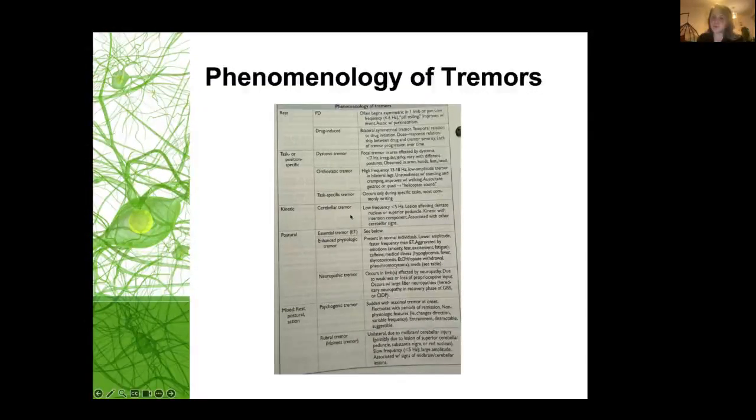Also drug-induced, you'll find that it causes bilateral symmetrical tremor, and you'll see that it happens with the drug initiation and gets worse as you're taking the drug for a more extended period of time.